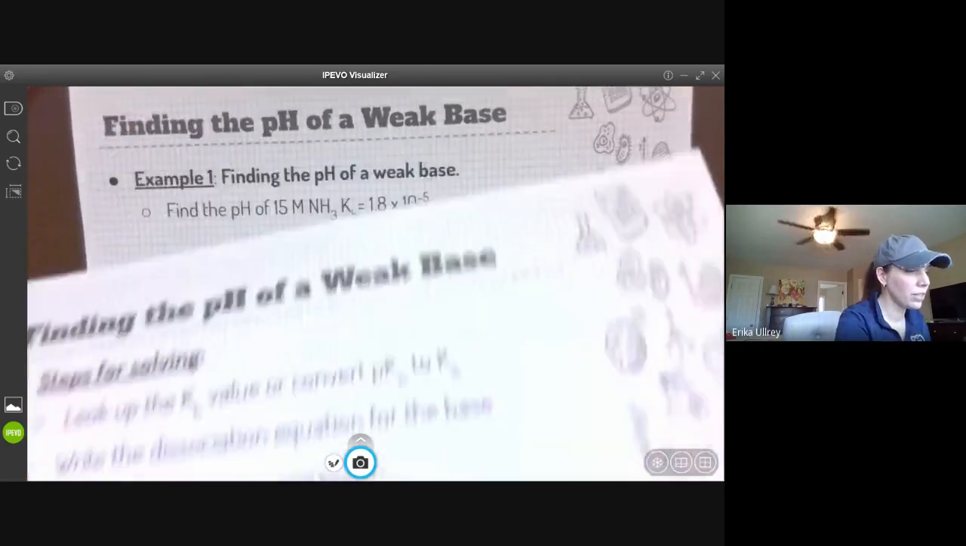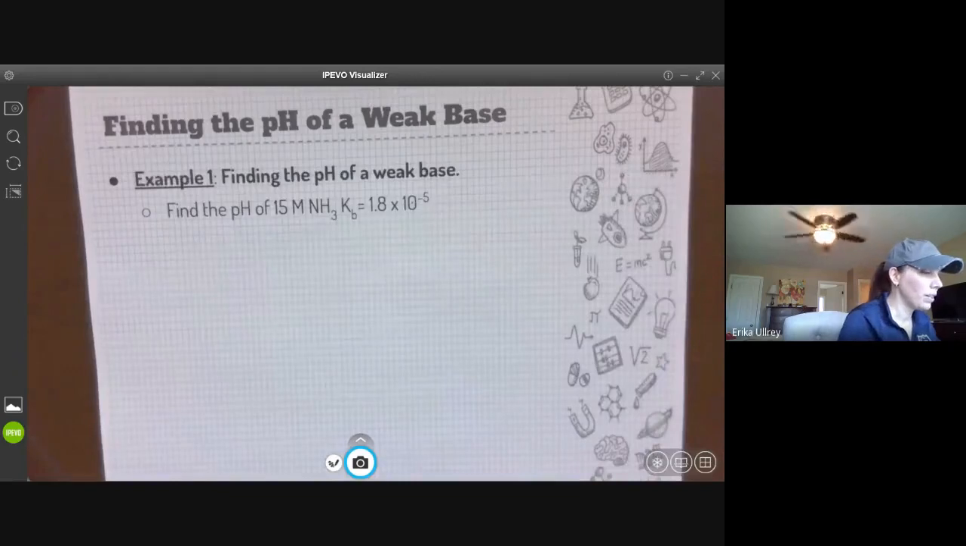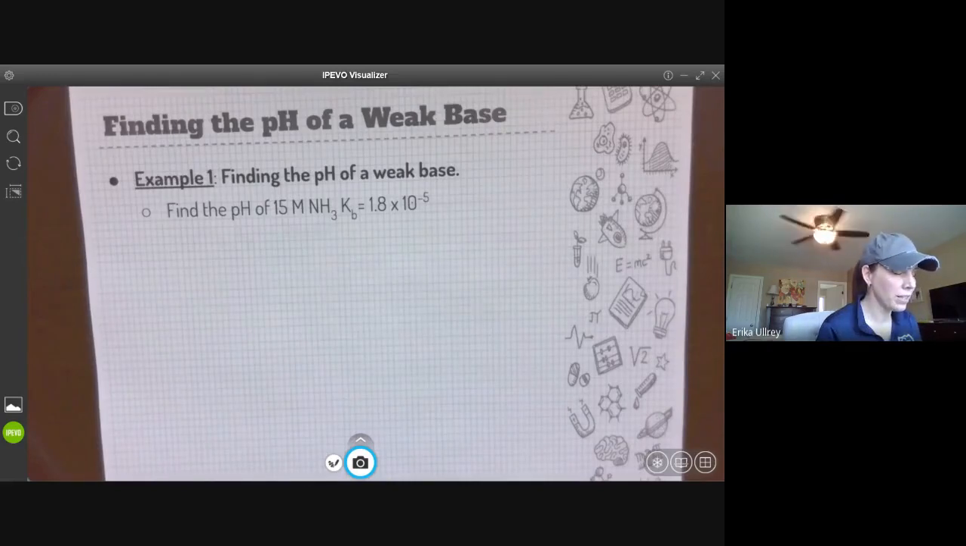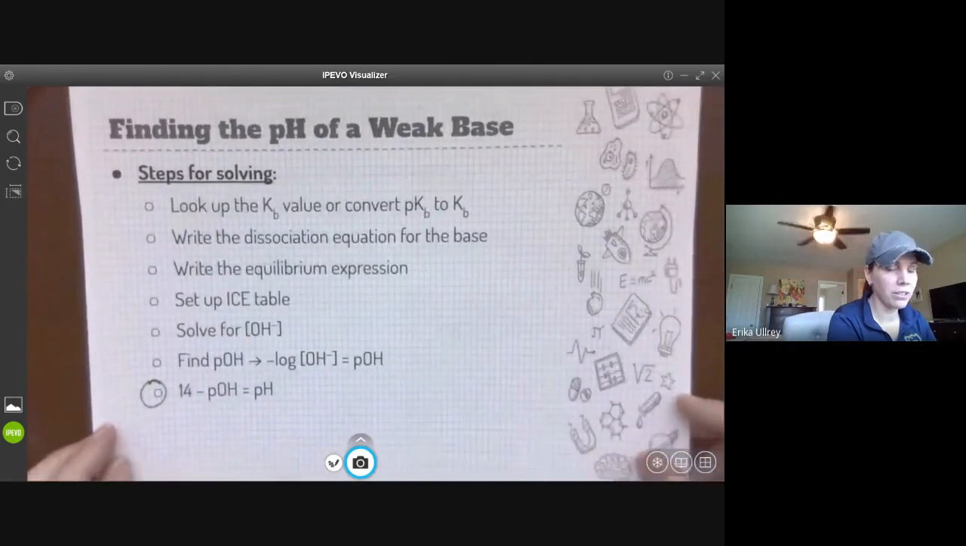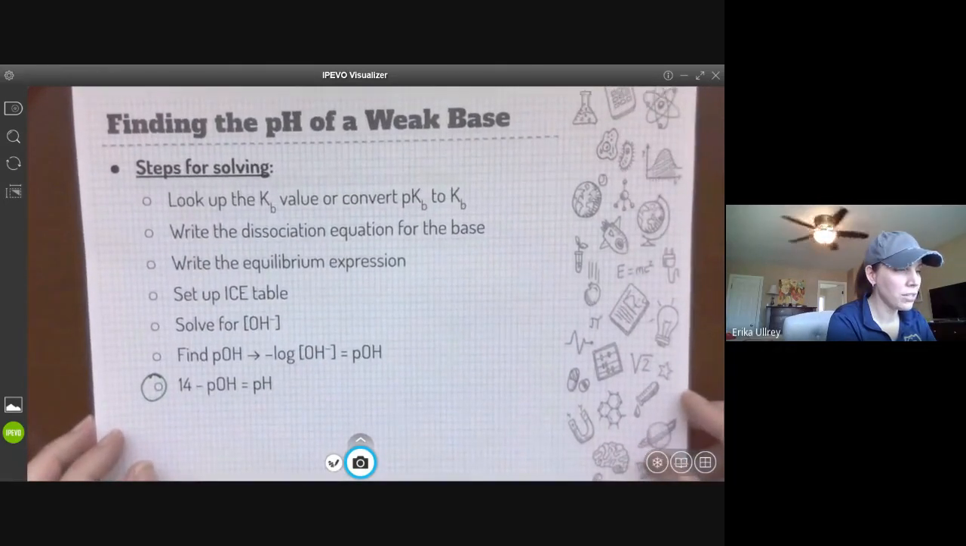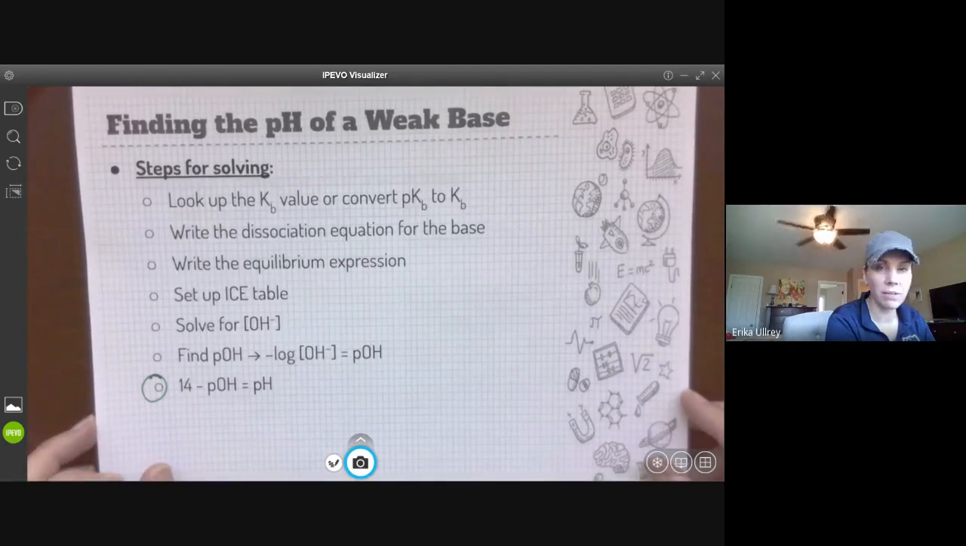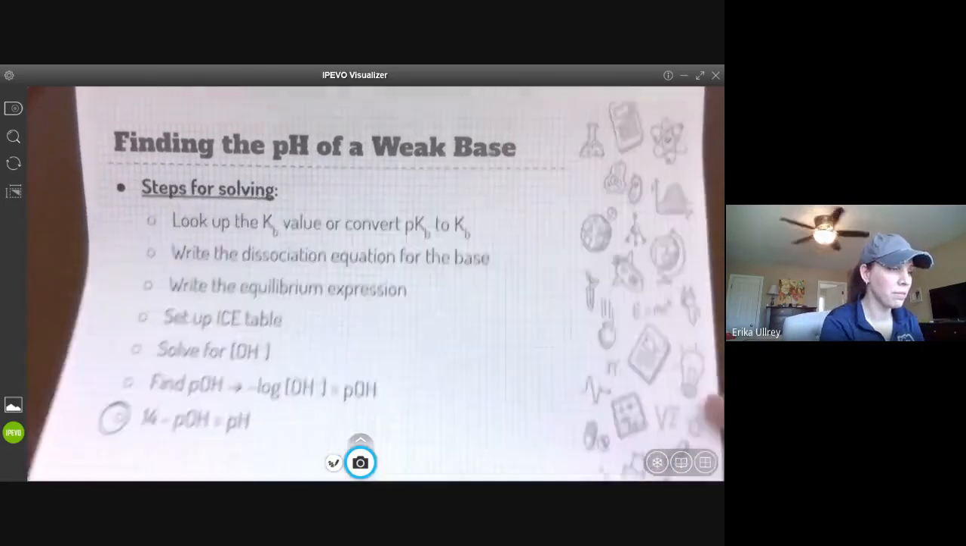All right, so let's do our first example problem. It says, find the pH of a weak base. So find the pH of 15 molar NH3, and its Kb is 1.8 times 10 to the negative fifth. So here are all the steps that we need to follow. We're going to need to write the dissociation equation for the base. We're going to write the equilibrium expression. We're going to set up an ICE table. We're going to solve for OH. Then we're going to get our pOH, and then we're going to go to pH.